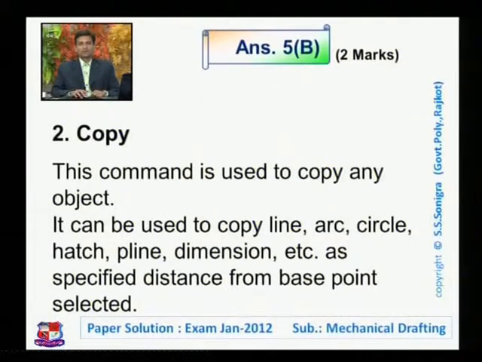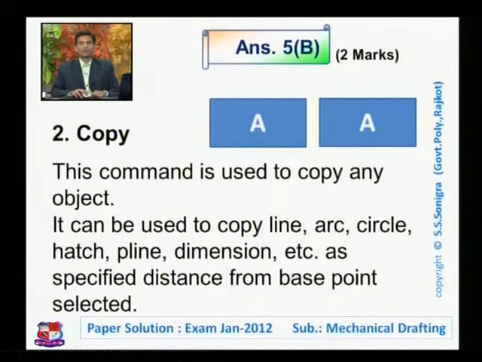To use this copy command, first we have to select the object which is to be copied, and after selecting the objects, we have to specify the first point or base point, and it will copy the object at a distance given from base point to specified points. Suppose this is an object or rectangle A, it may be circle, rectangle or triangular or whatever. We want to copy it, it can be copied like this.